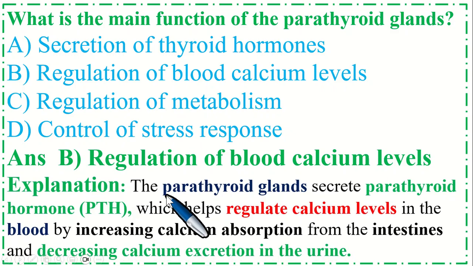Explanation is the parathyroid gland secretes parathyroid hormone PTH, which helps regulate calcium level in the blood by increasing calcium absorption from the intestine and decreasing calcium excretion in the urine.